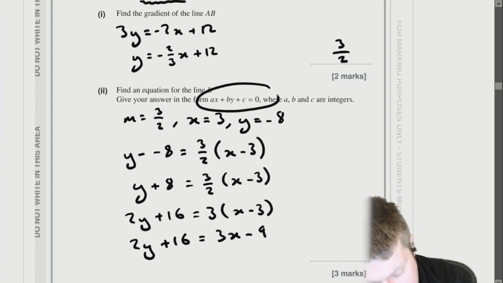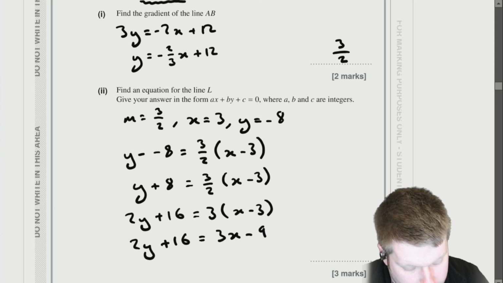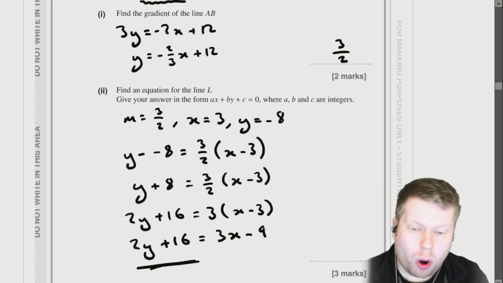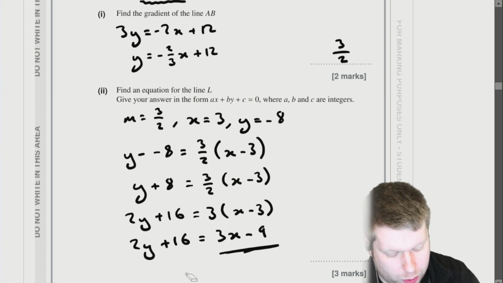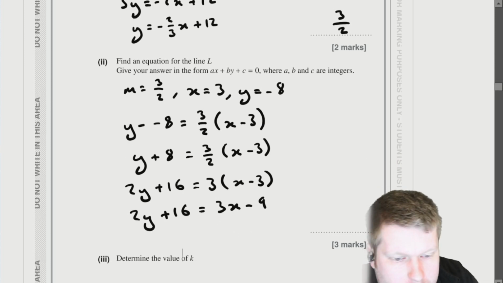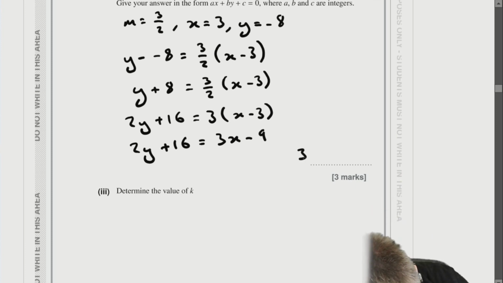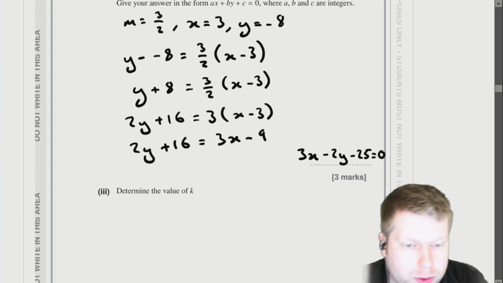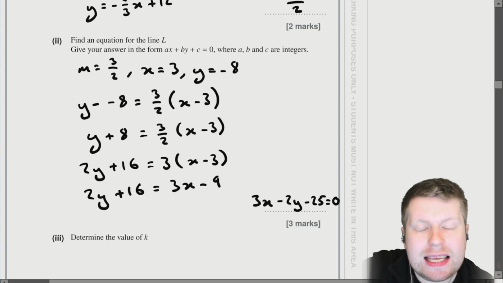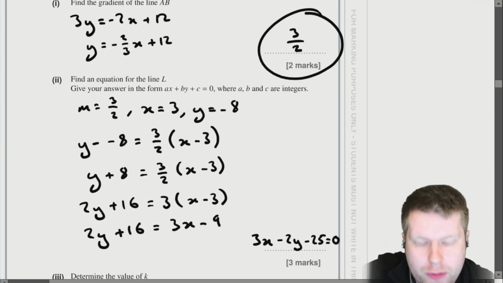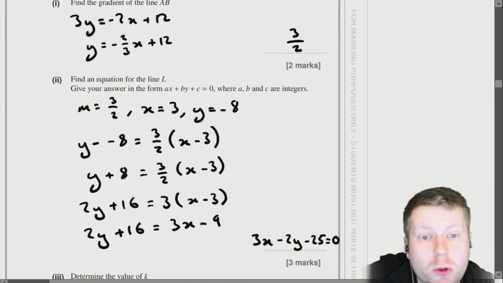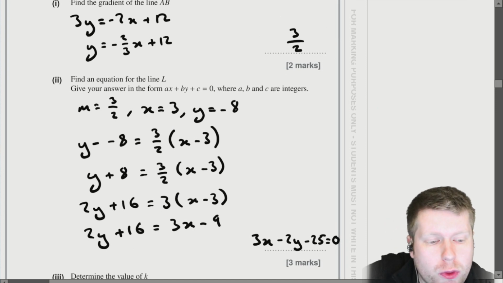Then all I need to do is make it equal to 0. So I'm going to pull the 2y plus 16 to the other side. Equally, you could have pulled the 3x minus 9 to the other side. Either way is fine. I'm just going to write this on the answer line. You should get 3x minus 2y, and then negative 9 take away 16 gives you negative 25, equals 0. So that's 3 marks for a fairly standard question. Again, I want to re-emphasize that even if you didn't get the correct gradient for part 1, as long as you used it consistently for part 2, you could still achieve all 3 marks.